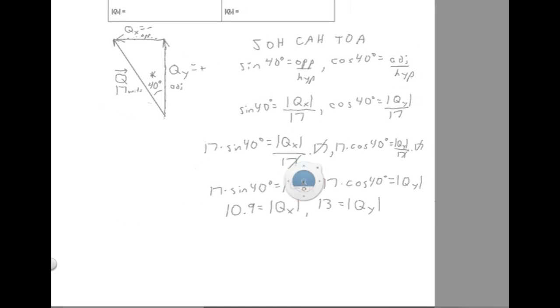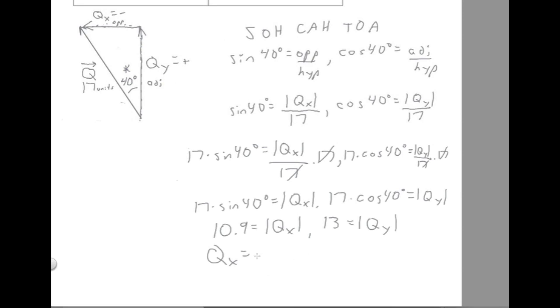Now we need to get the signed values with plus or minus signs, but we already worked out how to do that, so we already worked out that QX will be negative. So the signed value is negative 10.9. Do you see the difference between these two symbols? This is the symbol for the magnitude, which we use when we're doing SOHCAHTOA, and this is the symbol for the complete component, which includes the plus or minus sign. And then QY here will have a plus sign, as we already figured out.